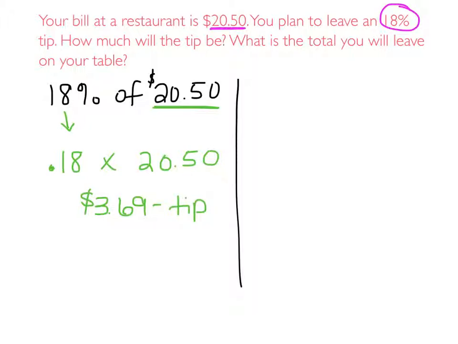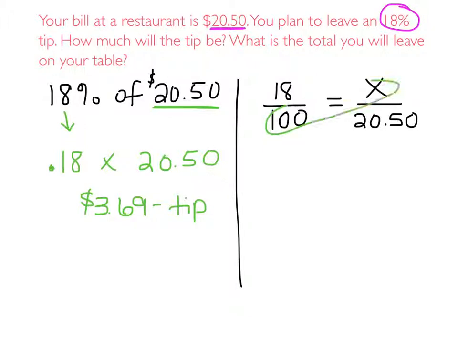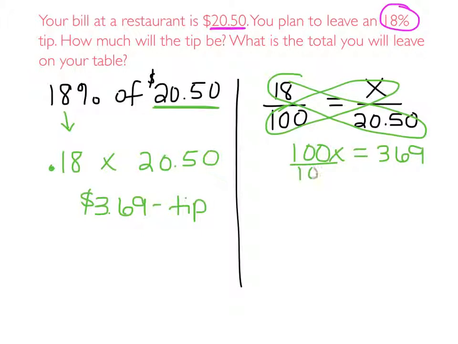All right, the second way you could have done it is set up a proportion. Okay, if I do it that way, I have my percent, which is 18, which goes over 100. And then my total bill, or my whole bill, is $20.50. I want to find the tip. If I do it this way, I'm going to multiply my diagonals. 100 times x equals, I'm going to do 18 times 20.50. And I get 369. And then divide by 100 on both sides. And again, I get x equals 3.69. So there's my tip.